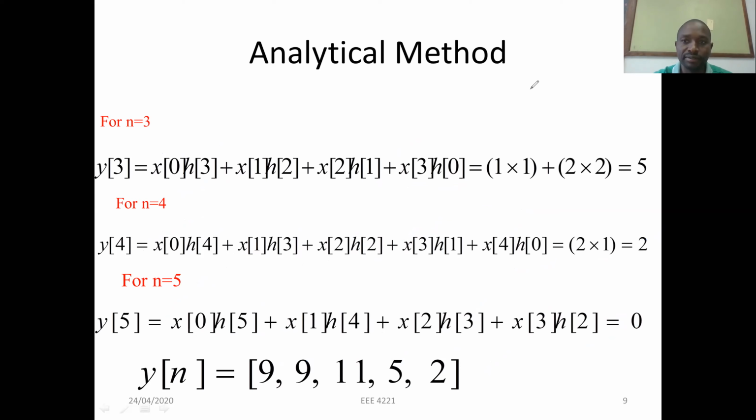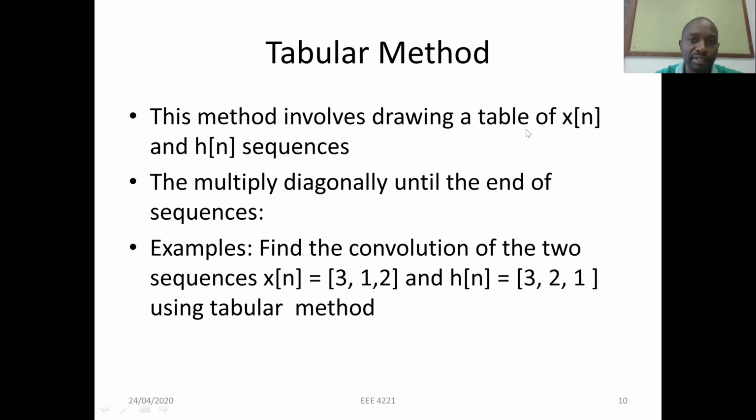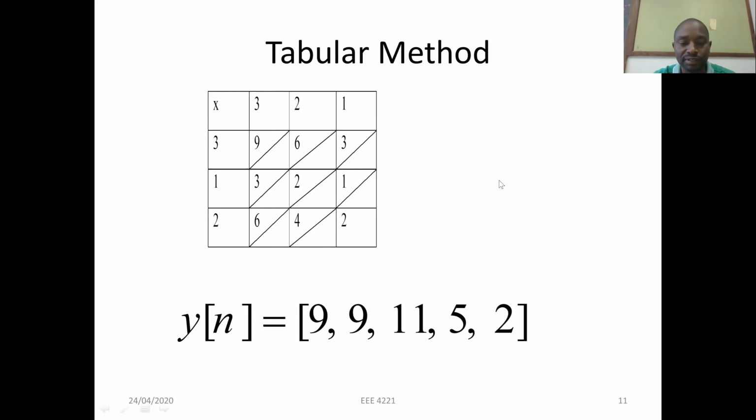Let's move on and now look at the next method. And this method is basically the tabular method. This method basically involves drawing a table of x of n and h of n sequences. We do a diagonal multiplication of the two sequences until we reach the end. And to illustrate this, let's solve the same example, finding the convolution of the two sequences, x of n, 3, 1, 2, and h of n, 3, 2, and 1. So this time now we're going to use the tabular method, and this is how you resolve it.